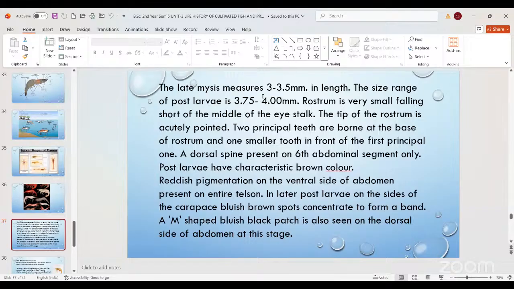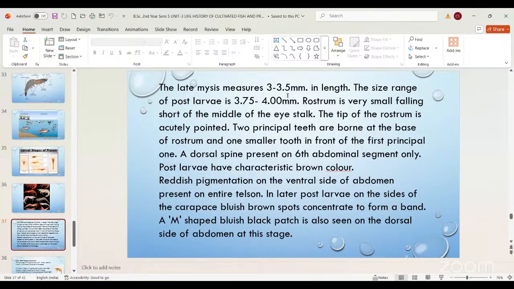The late mysis measures 3 to 3.5 mm in length. The size range of post-larvae is 3.75 to 4 mm. Rostrum is very small, falling short of the middle of the eye stalk. The tip of the rostrum is acutely pointed. Two principal teeth are borne at the base of the rostrum and one smaller tooth in front of the first principal. A dorsal spine is present on the sixth abdominal segment only.